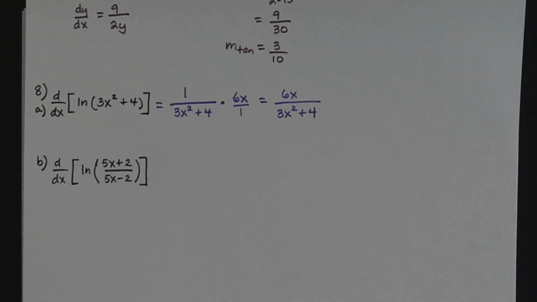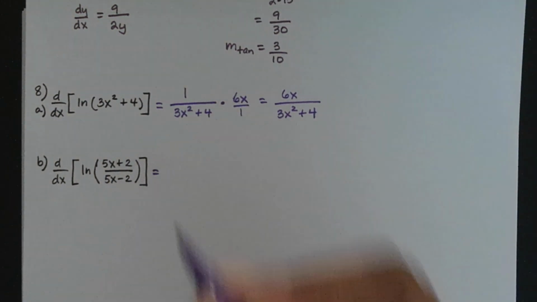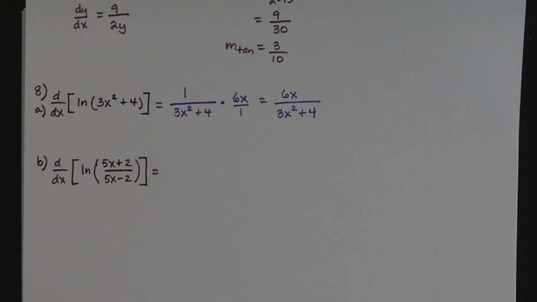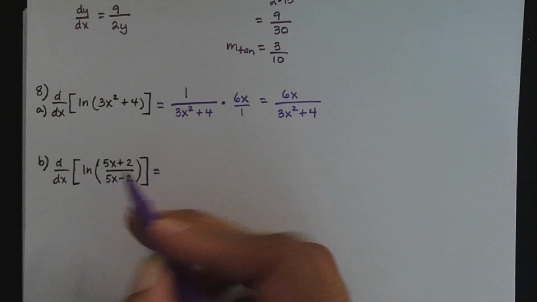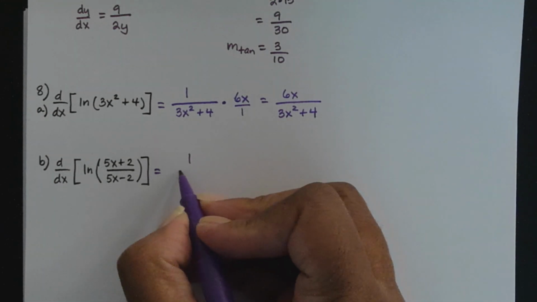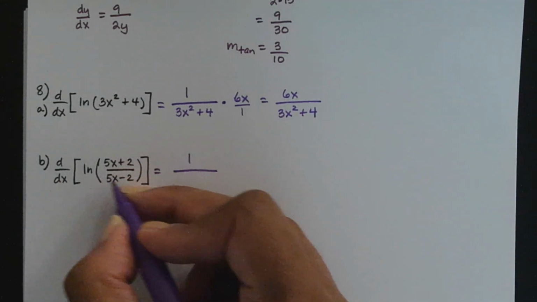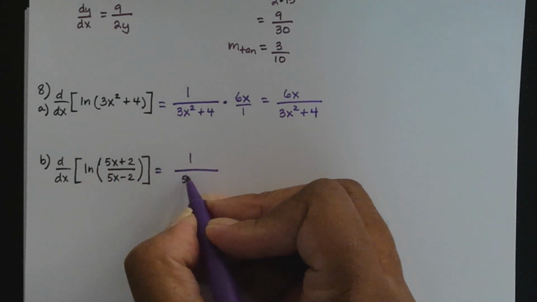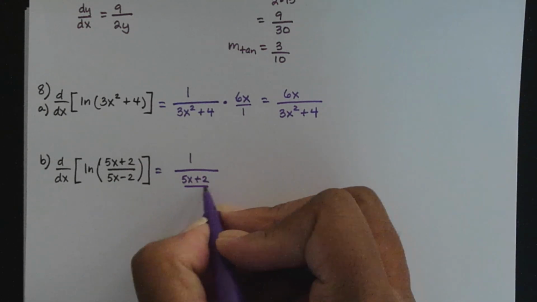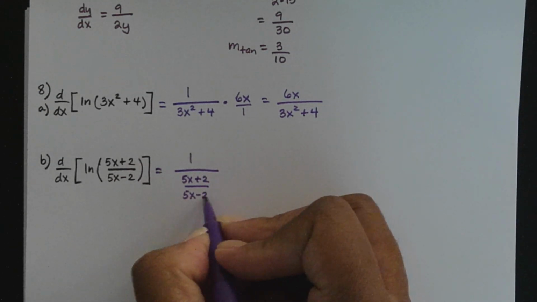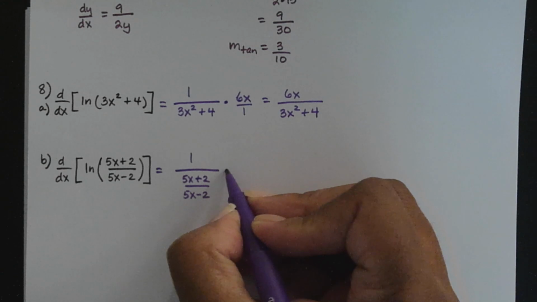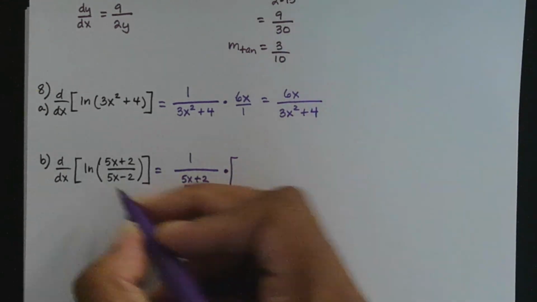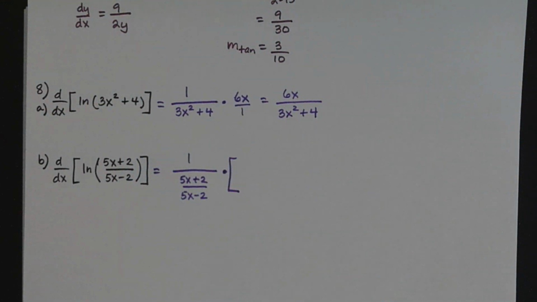Okay, so now let's apply the derivative of the natural log of whatever. Let's start with that. So the derivative of this part will be, let's start with 1 over this right here, the 5x plus 2 divided by 5x minus 2. Then we're going to multiply by the derivative of that inside function.